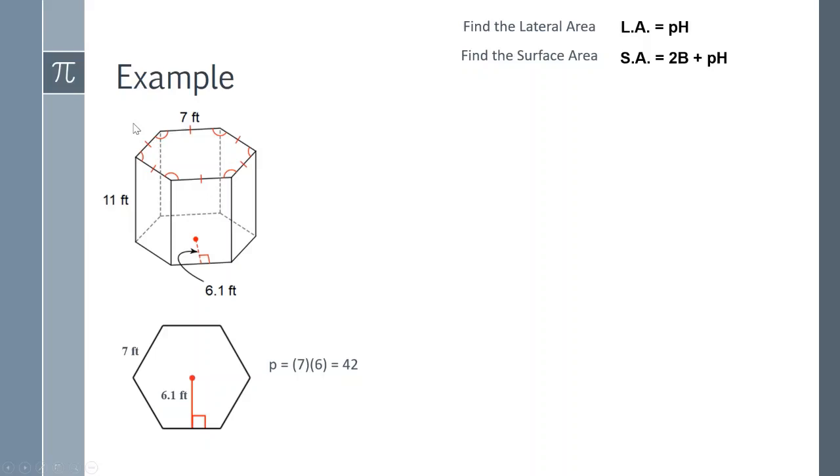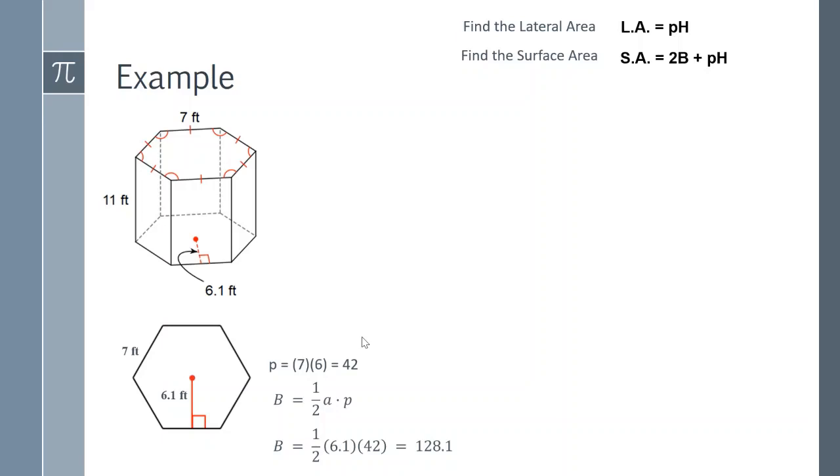Now, how do we find the area of a regular hexagon? We had this formula in a previous lesson. Half the apothem times the perimeter. Well, look at that. We've already found our perimeter because we need it for this. So we're just going to substitute 1/2 times the apothem, which is 6.1, times the perimeter, which we just found is 42. 1/2 of 6.1 times 42 is 128.1.